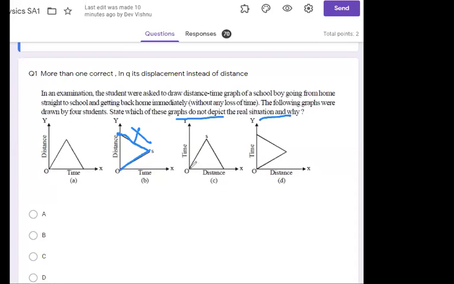In the same way, this also. यहाँ time बढ़ा, then time became negative. It is also wrong. So it is B and C. The answer is B and C.